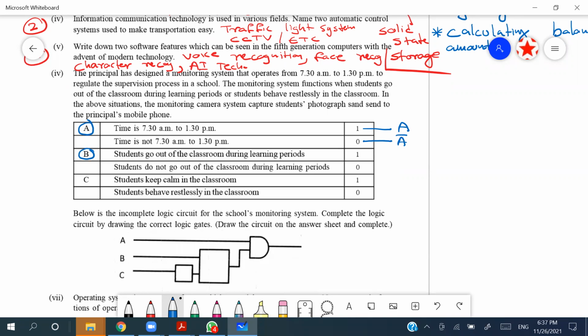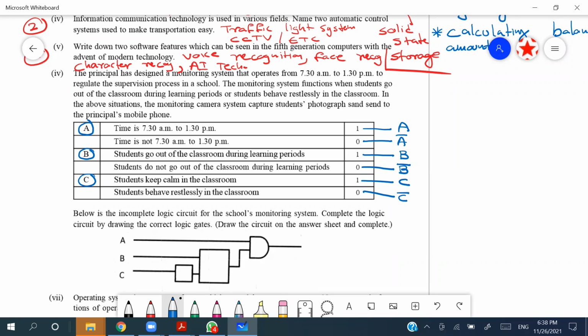And the student going out of the classroom during the learning periods indicates 1, so it can be taken as B. Student does not go out of the classroom during the learning periods indicates 0, so it can be taken as B bar. And they have taken C. Student keeps calm in the classroom, they take it as 1, so that means C. Student behaves restlessly in the classroom, they have taken it as 0. That means C bar. Right? So these are the situations which control the output.